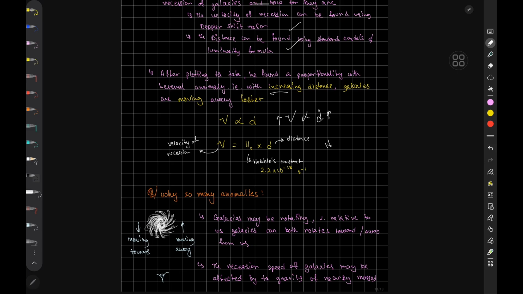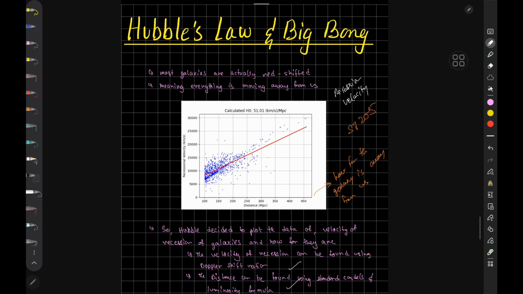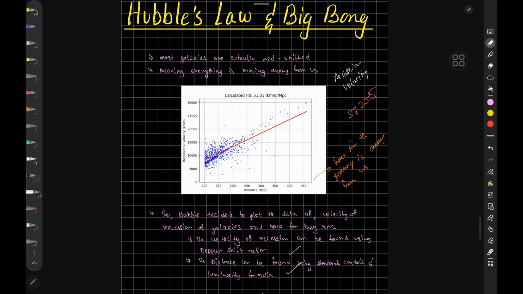By the way, this Hubble's constant keeps changing. Not every day, but every now and then it keeps getting more accurate and better. So when last checked, Hubble's constant was around 2.2 times 10 to the power minus 18. So this is just the gradient of this line. Do you see this line?